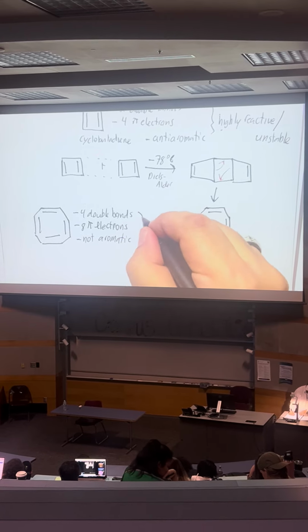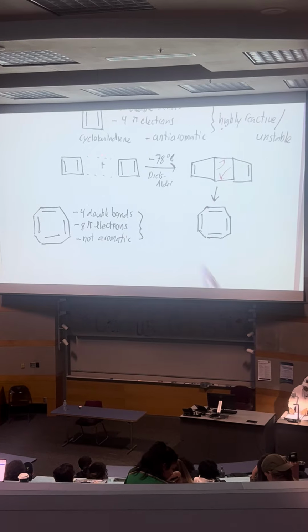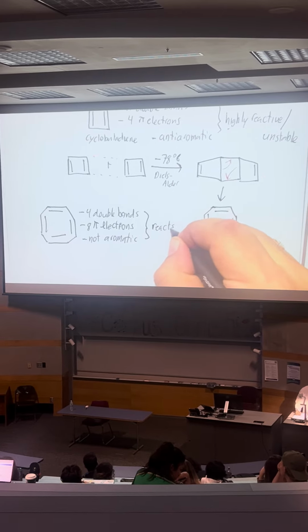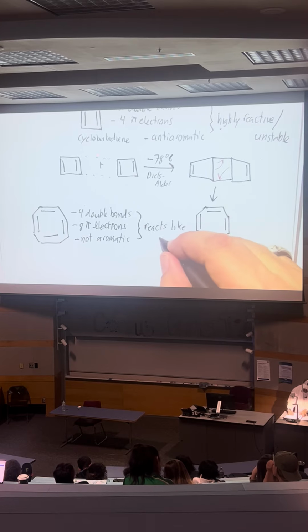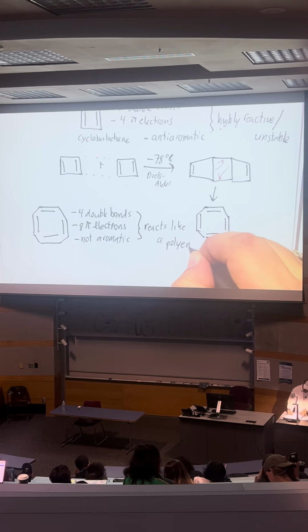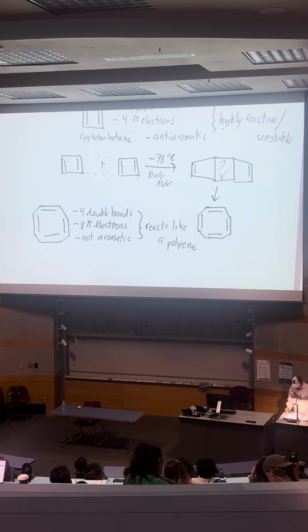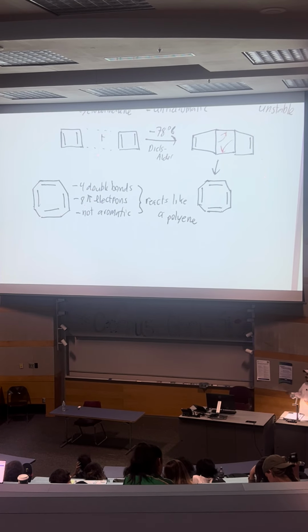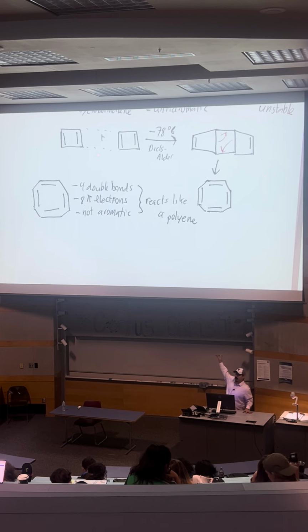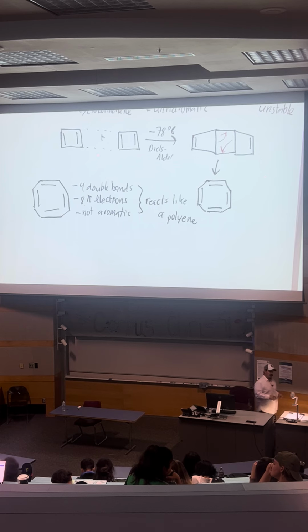And because something like this is not aromatic, then we can say that it reacts like a polyene. Right? And when we say it reacts like a polyene, what we're saying is that all those reactions we learned in the chapter about alkenes, this molecule can use and can undergo those transformations. And so polyene basically means we treat this molecule as if it has 4 different alkene bonds. They don't have that added stabilization that you see for aromatic systems.